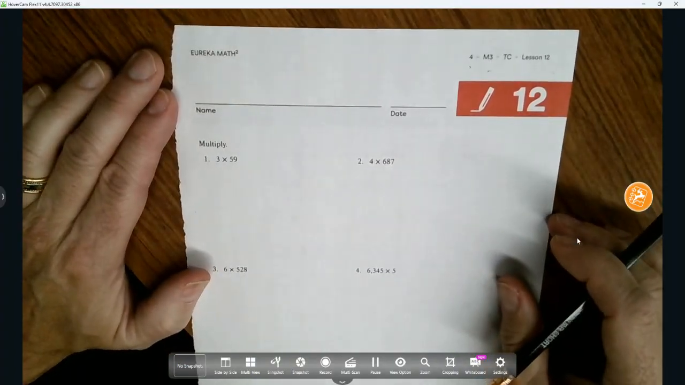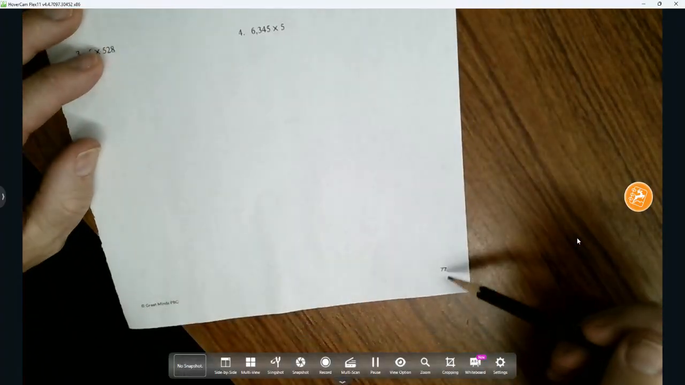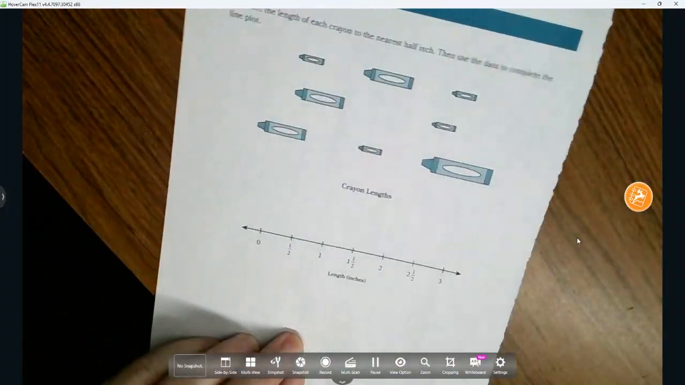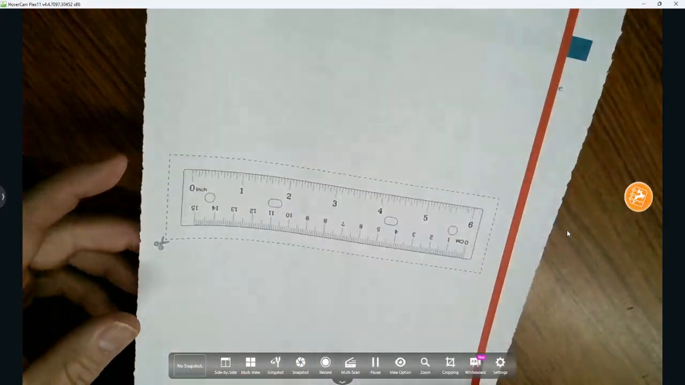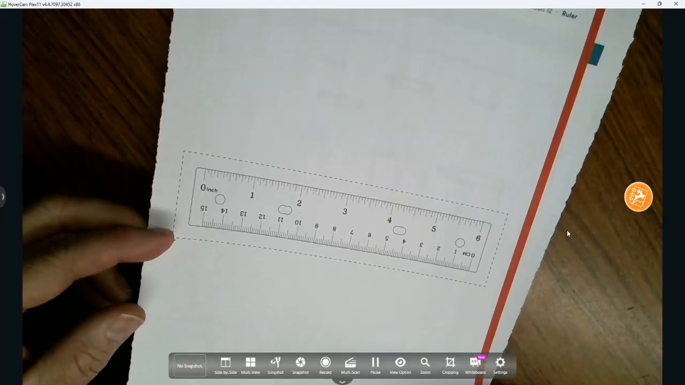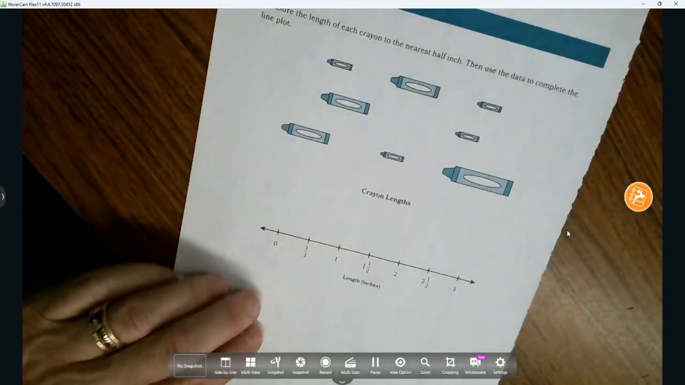All right, we have 4 problems on page 77, and then you have 1 problem on page 78. I hope you have your extra paper with you today, your ruler. You're going to want to cut this out so you can measure for the back, but we'll get there in a moment.